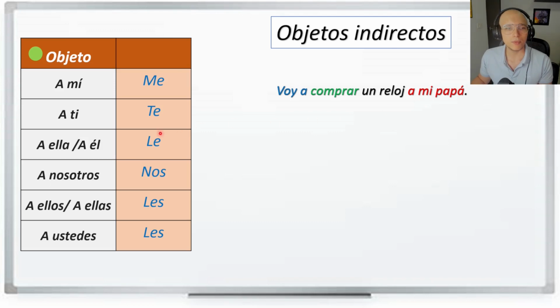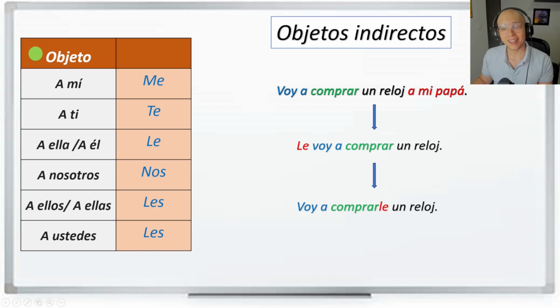So we substitute for le. Saying as the direct objects, we'll have two options. You either put it before voy a, right here, or you attach it to comprar. And we say, le voy a comprar un reloj. One more time. Le voy a comprar un reloj. Or, voy a comprarle un reloj. I'm going to buy him a watch. Voy a comprarle un reloj.